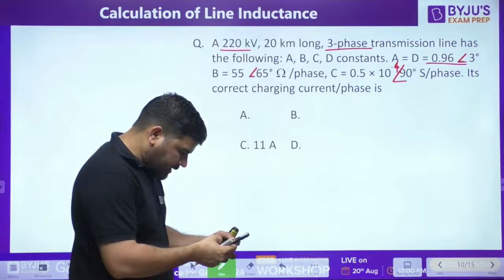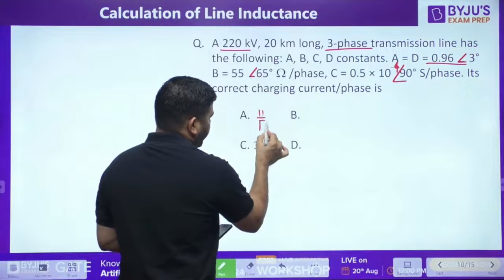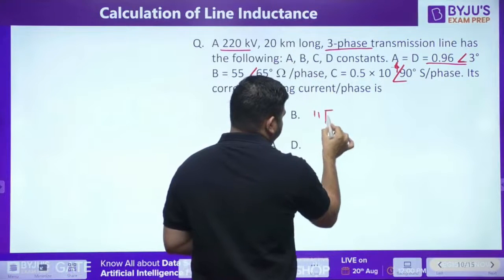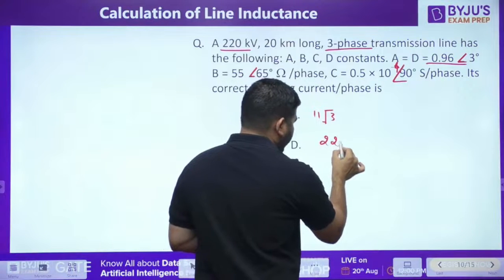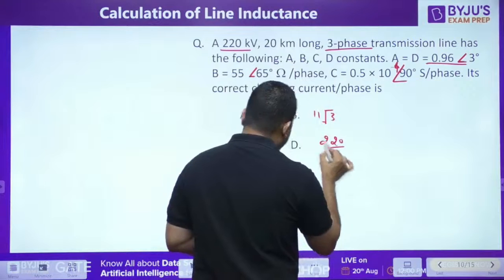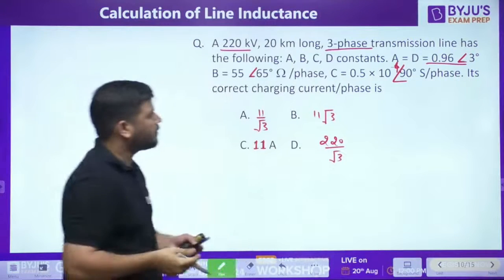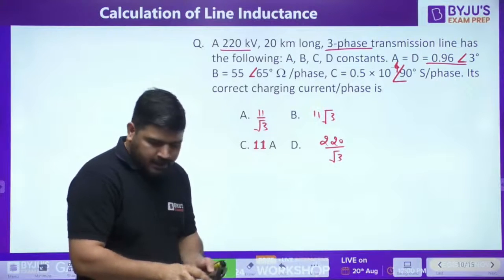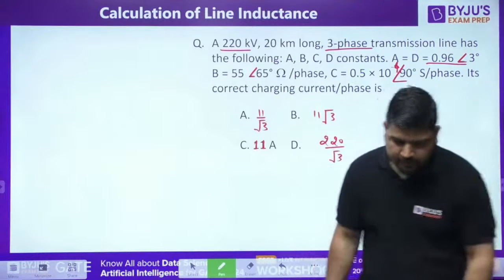So we need to find the charging current, guys. Option A is 11 by root 3. In the B option, it is 11 root 3. In C option, it's 11, and in D option, 220 by root 3. Okay, tell me which option is correct. Charging current per phase is required.